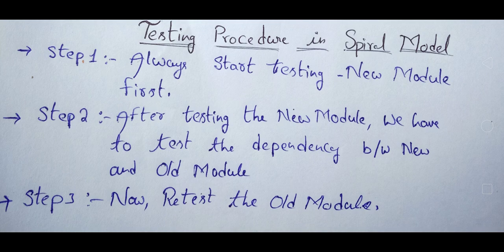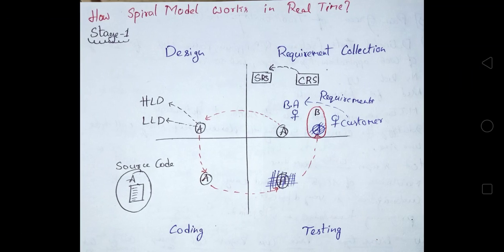After that, we have to retest the old module. It is the testing procedure in the spiral model. Now, how the spiral model works in real time, I will explain in a very easy manner.